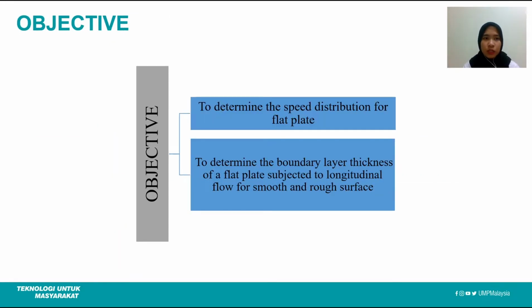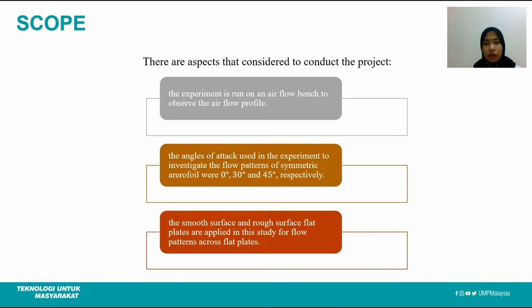The objectives of this experiment are to determine the speed distribution for the flat plate and to determine the boundary layer thickness of a flat plate subjected to longitudinal flow for smooth and rough surfaces. The scope of this experiment is, first, that the experiment is run on an airflow bench to observe the airflow profile. The angles used in this experiment are 0 degrees, 30 degrees and 45 degrees. The smooth surface and rough surface flat plates are applied in this study of flow patterns across the flat plates.